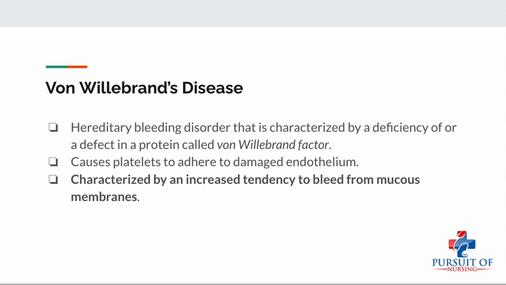So we have von Willebrand's disease. This is a hereditary bleeding disorder. It's characterized by a deficiency of a protein called von Willebrand factor. It causes platelets to adhere to damaged epithelium. The most important thing to know about von Willebrand's disease is it's characterized by an increased tendency to bleed from mucous membranes. So this patient is going to have frequent nosebleeds, they're going to have gum bleeding, and then they'll have excessive menstrual bleeding as well.